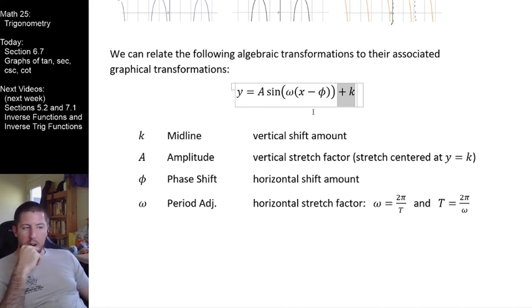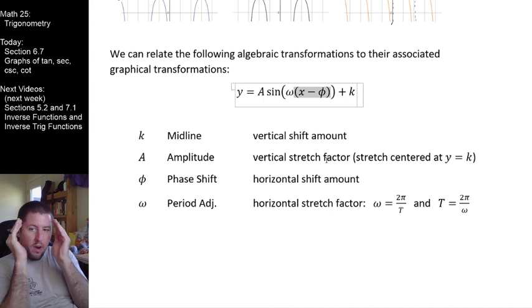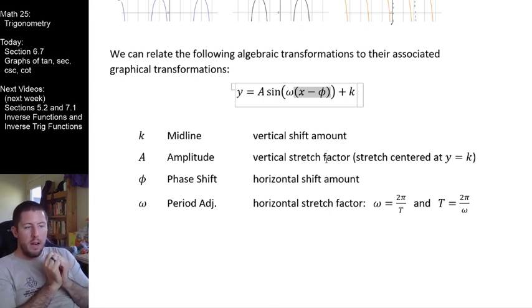Our phase shift is our horizontal shift amount. Don't forget, it's got to be factored out in here. We can't just have an omega x minus phi. It has to be factored out, like x minus phi is its own grouping right there, or else you're not really looking at the amount of the phase shift.